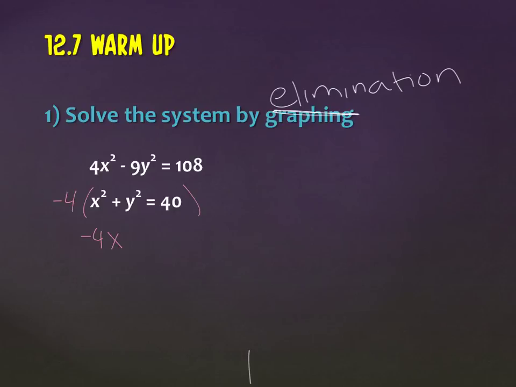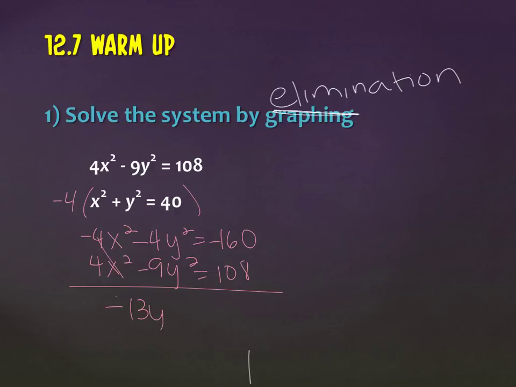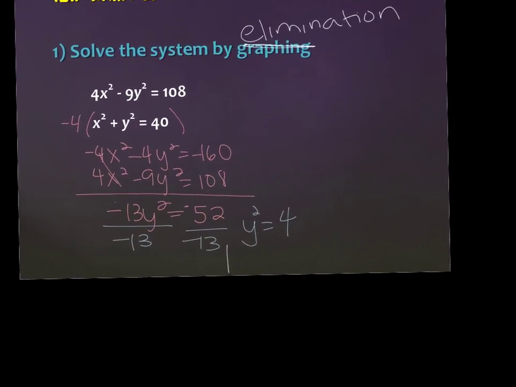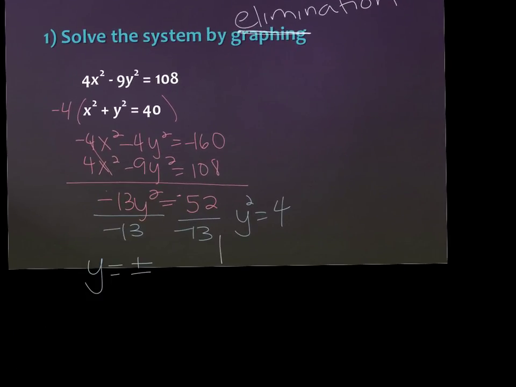So we're going to do a -4 times this. So -4x squared minus 4y squared equals -160. Add that to the top. These are going to cancel. I get -13y squared equals -52. Divide both sides by -13. y squared equals 4. And then square root that, and I get y equals plus and minus 2. So I have two y's I have to plug in. I have a +2 and a -2.